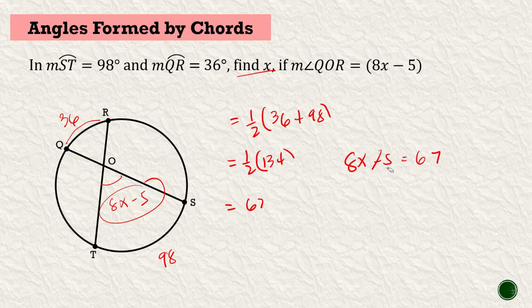So I'm going to add 5 on both sides. So 8x equals 67 plus 5, which is equal to 72. 67 plus 5, right? 72. Then divide by 8 on both sides. So there you go. 72 divided by 8. You already know the answer to that. That equals 9.